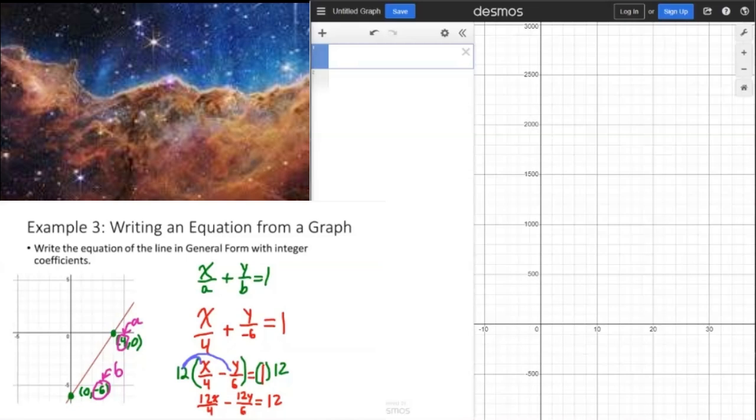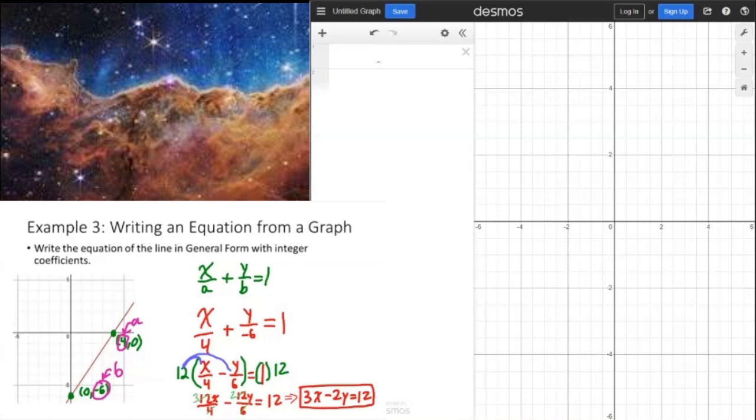Now we can do some simplifying. 12 divided by 4 is 3. 12 divided by 6 is 2. So we're left with 3x minus 2y equals 12. And there is my general form where the coefficients a, b, and c are integers.